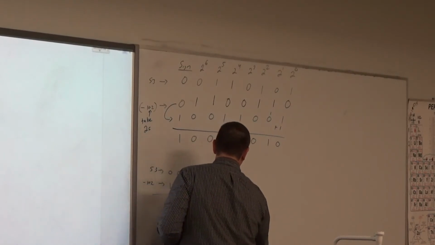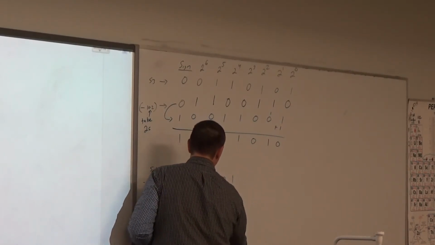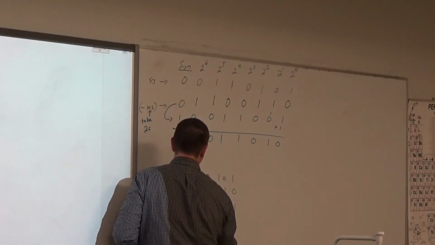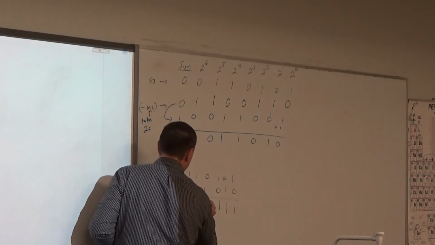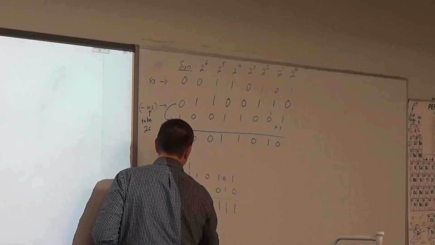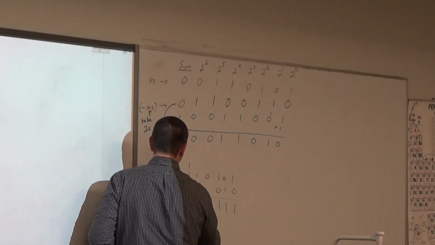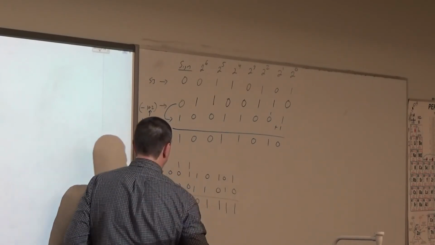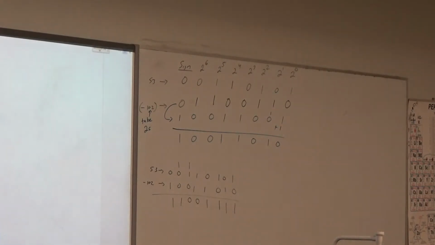1 plus 0, 1. 0 plus 1, 1. 1 plus 0, 1. 0 plus 1, 1. 1 plus 1, we finally get to a 10, so we're going to have to carry. 1 plus 1, another 10, so we're going to have to carry. 1 plus 0 is 1. 0 plus 1 is 1. So, that should be what the computer gets when it adds 53 and negative 102.